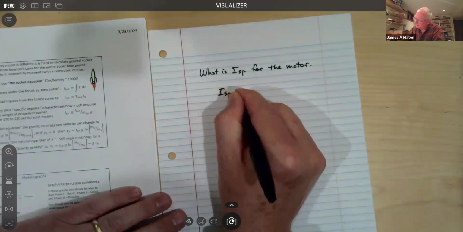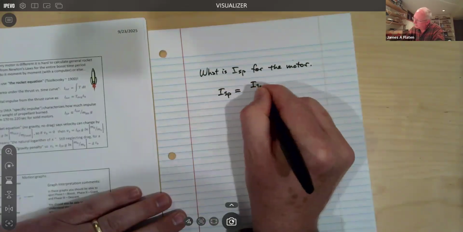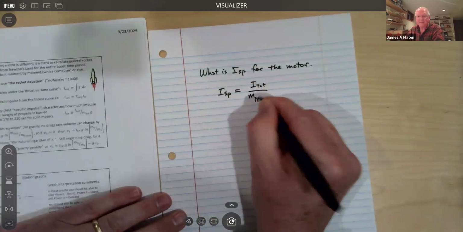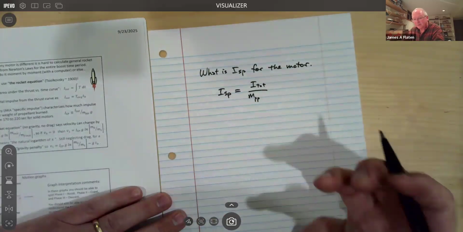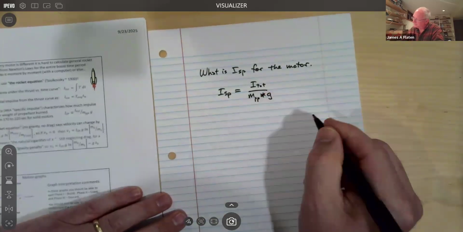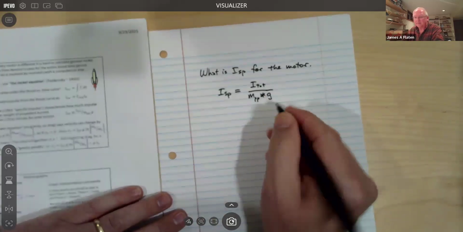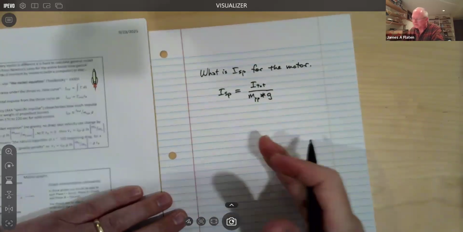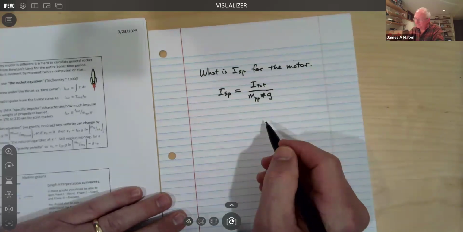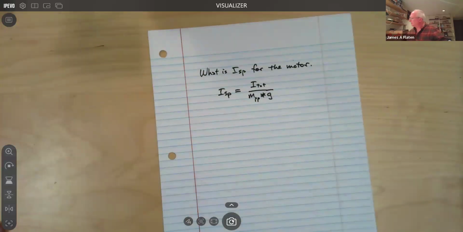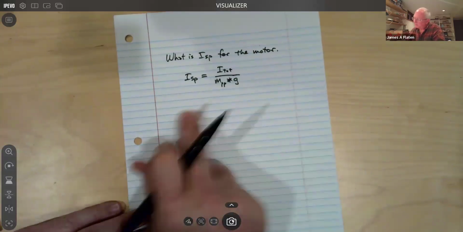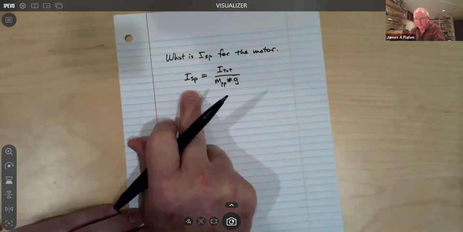ISP is equal to I total, the total impulse for the motor, divided by MPP, the mass of the propellant, the amount of fuel that gets burned in this particular motor, multiplied by G. Sometimes we don't even bother putting the times sign there. We just put mg and we assume that means multiplied by G. So mg would be the weight of the propellant. For this particular motor, I'll pull out a few values here. Now I have a relationship, and it's already solved for the thing that I'm interested in finding.